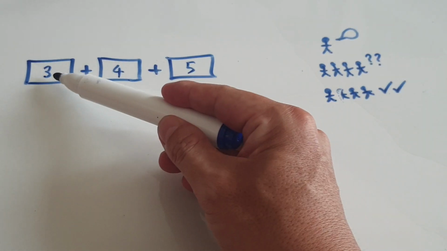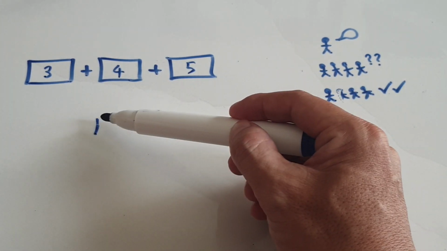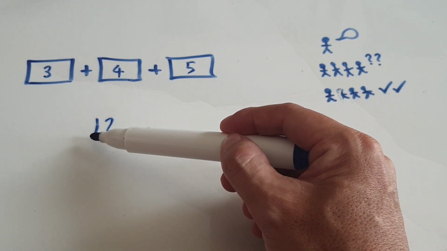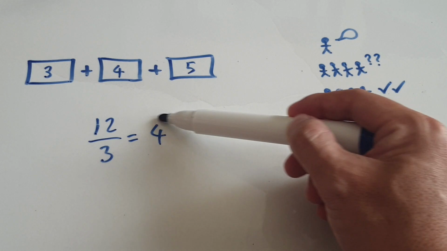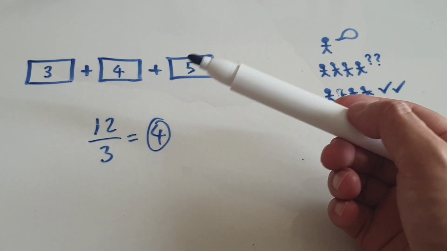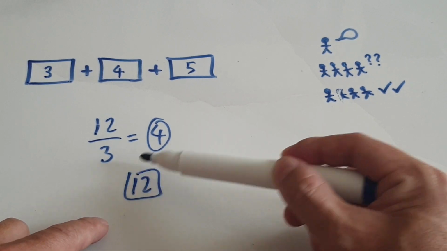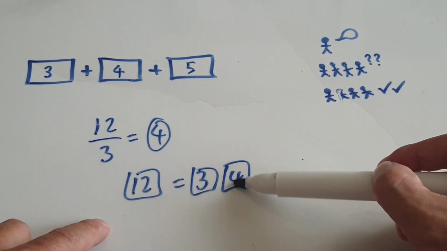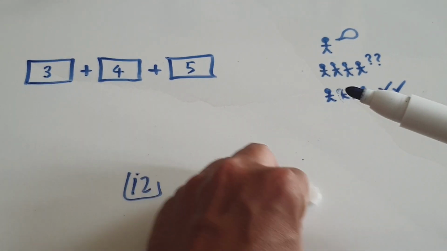So let's test it. 3 plus 4 is 7. 7 plus 5 would be 12. You see, 12 is divisible by 3 because when you divide it by 3, it equals a whole number. That's what divisible by 3 means. Or you can think of it as the number 12 can be written as 3 times a block of 4. So this is a whole number. It can't be a decimal. So let's test another one.